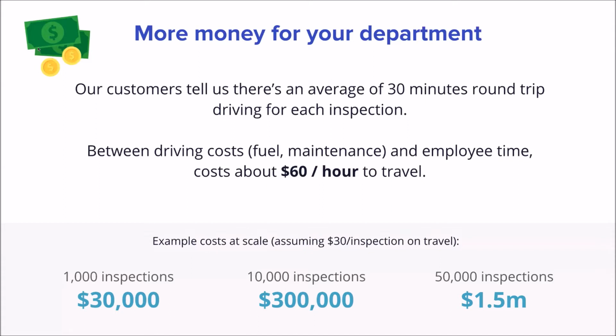And I won't necessarily walk through all the numbers here on the screen. I think you can look through them yourself. But the thing we were hearing is that on average, for most inspections, there's probably about 30 minutes of driving involved. And when you start adding up the fuel and maintenance and the employee time, you do get to some very meaningful numbers. If you're doing tens of thousands of inspections a year, that could easily be 6 or 7 figures saved.